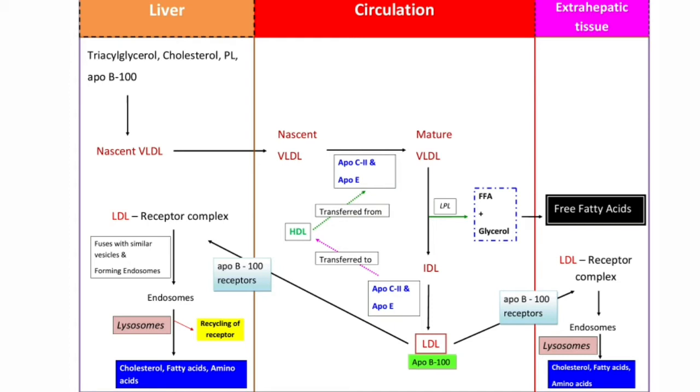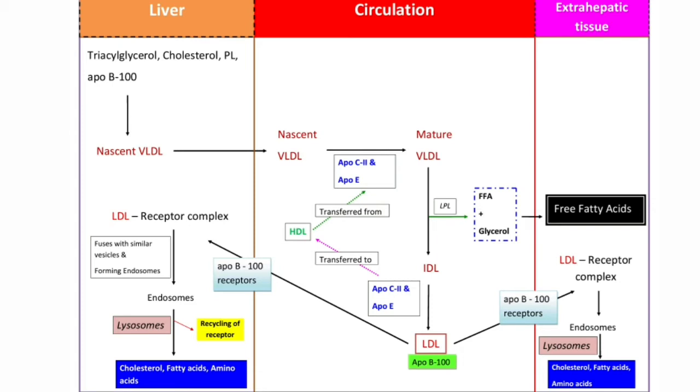In the second reaction, conversion of nascent VLDL to mature VLDL takes place in the circulation. This transformation of inactive to active form of VLDL requires the addition of two apoproteins, ApoC2 and ApoE. These two are supplied by HDL. Now, these mature VLDL enter into the capillaries of extrahepatic tissues.